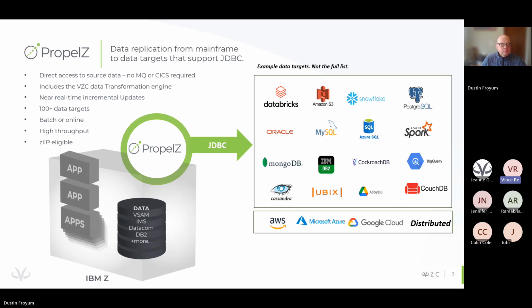So you might have the kind of thing where some batch process on your mainframe creates a file. You want to add a step that takes a copy of that file and puts it in maybe an Oracle database, maybe Snowflake, or whatever target you need it to go to. And that's a perfect use case for PropelZ.